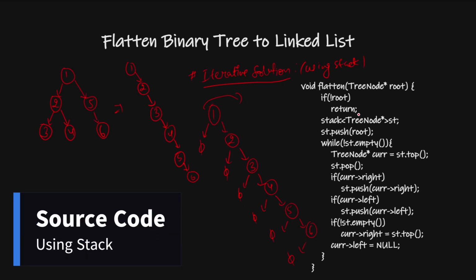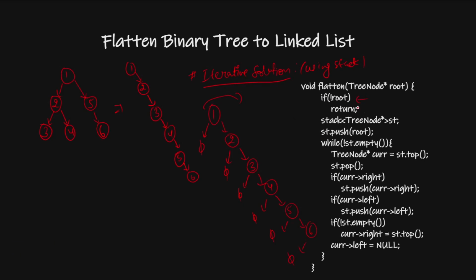So this is our code where we first check if the root is null, in which case we return without doing anything. But if it is not null, then we will use this stack, and I will put my root in it. After that I will iterate and traverse my binary tree. So how do I traverse?